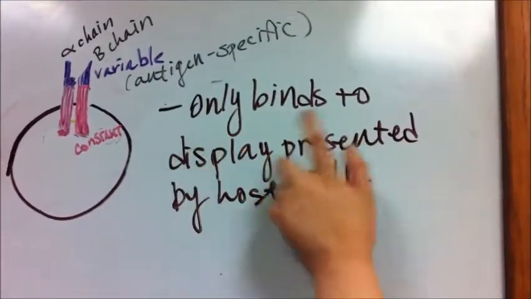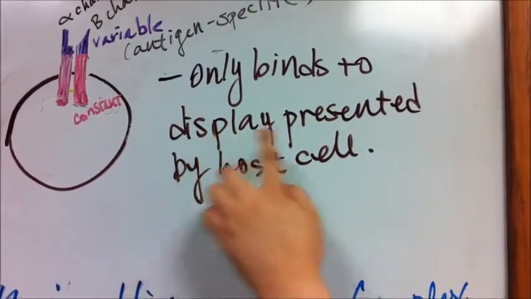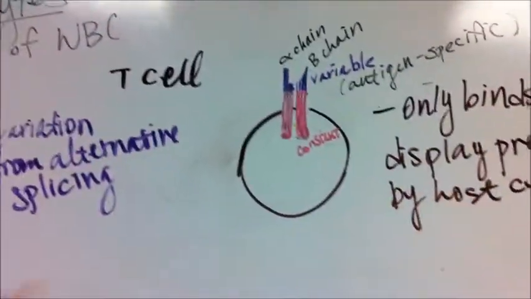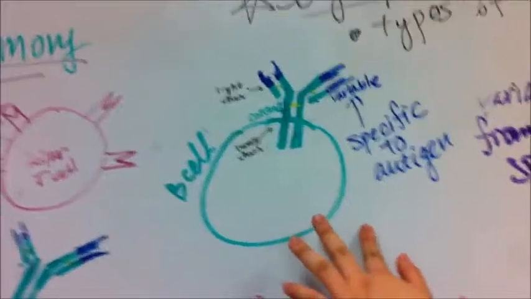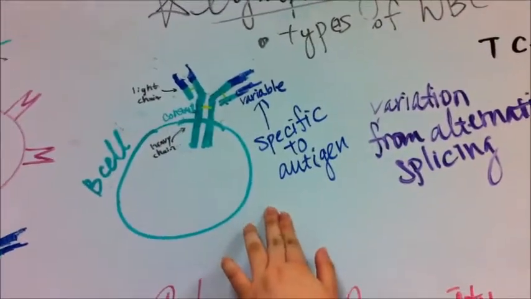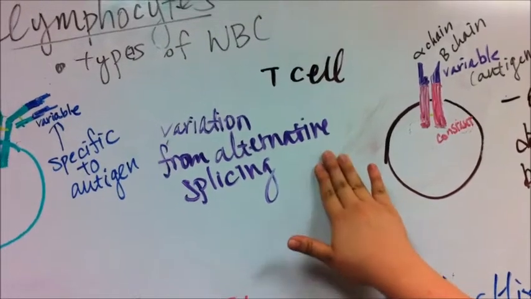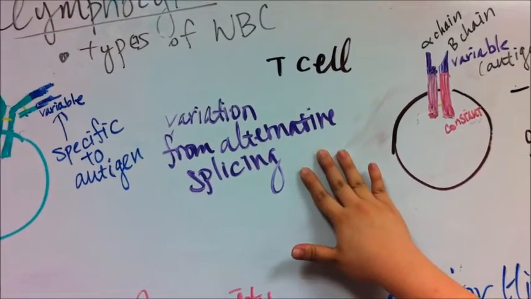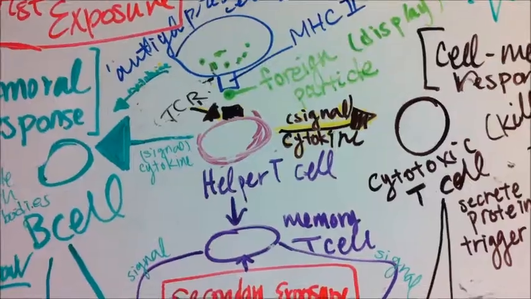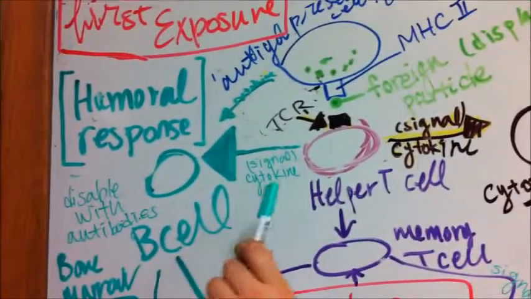The variable region will only bind to the antigen displayed by the host cell, unlike the B cell that can recognize free-floating antigen. And the variation in that chain is caused by alternative splicing, as we discussed in mRNA. The helper T cell releases that signal to the B cell and the cytotoxic T cell.